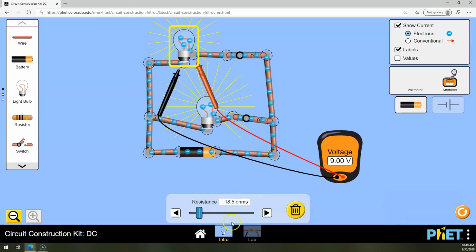We measure resistance in ohms. I'm quickly going to switch over here. Well, I'll wait a minute. We'll talk about ohms and one other thing in a second.